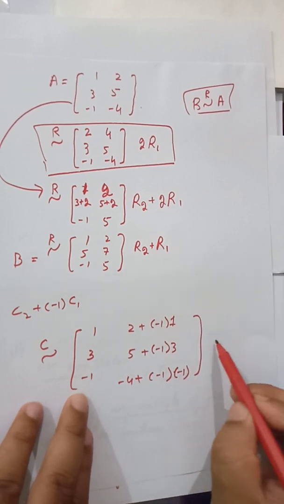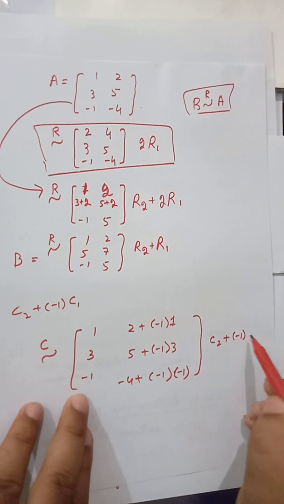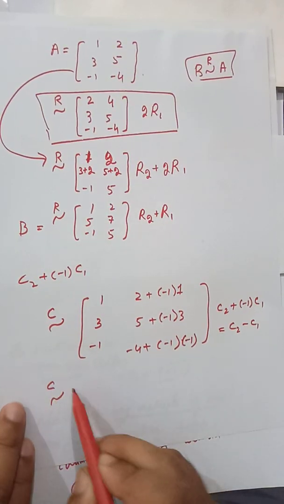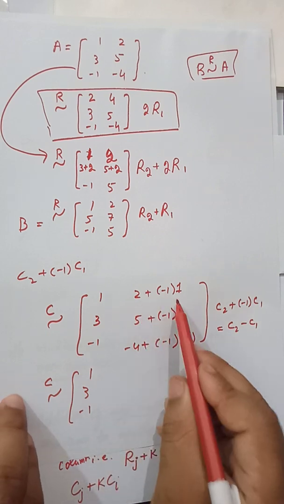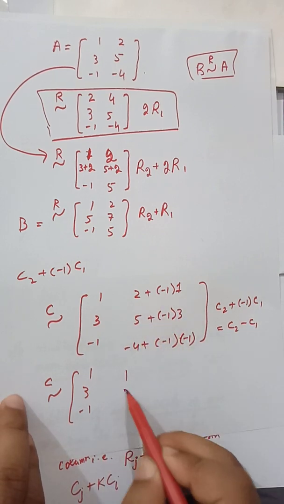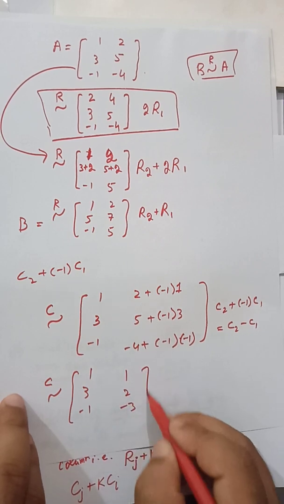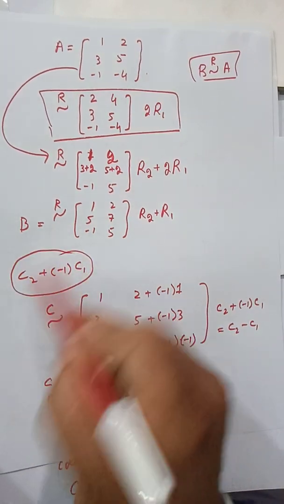So this is C2 plus minus times C1, or you can write it as C2 minus C1. So this column equivalent matrix will be equal to 2 minus 1, which is 1, 5 minus 3, which is 2, minus 4 plus 1, so minus 3. So this is a matrix which you obtain by performing this column operation.